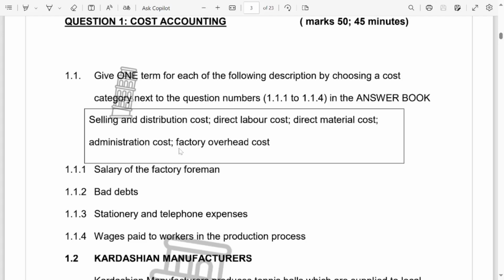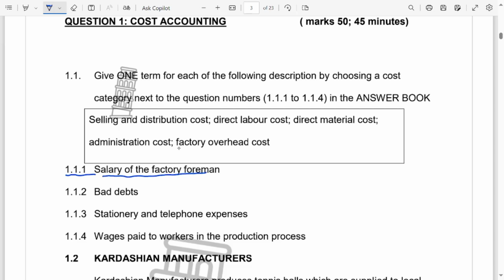Good day. Today we are going to focus on cost accounting. So they're saying give one term in each of the following. The first one, 1.1, salary of a factory foreman.